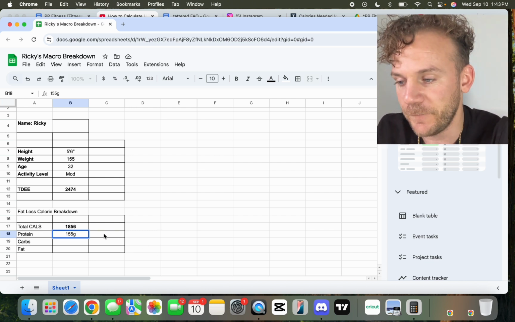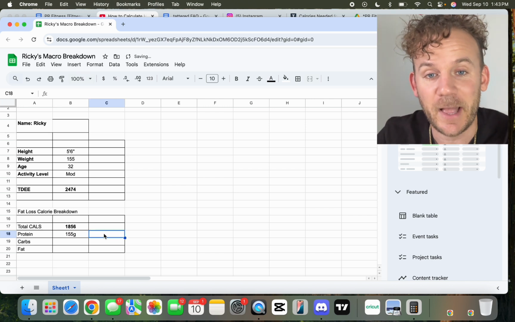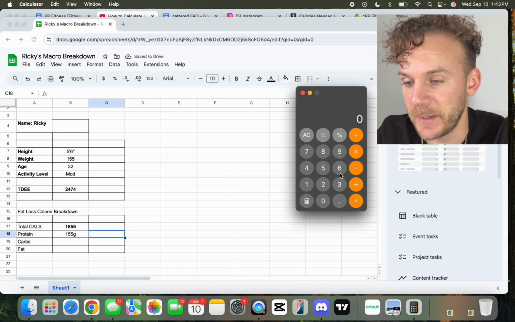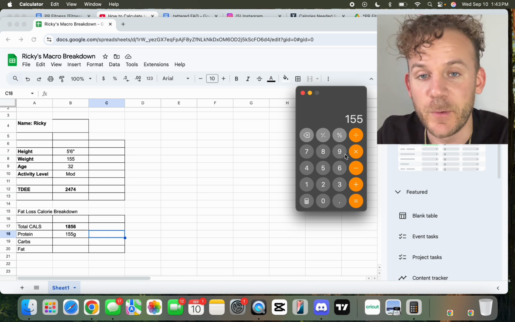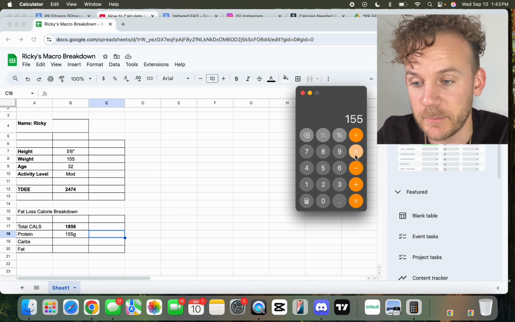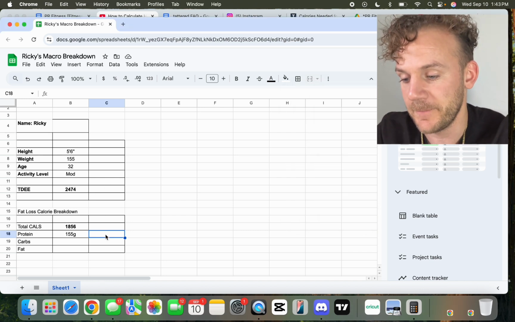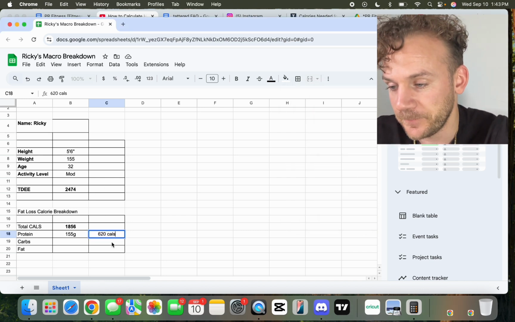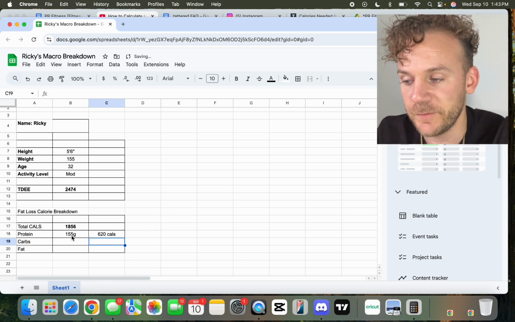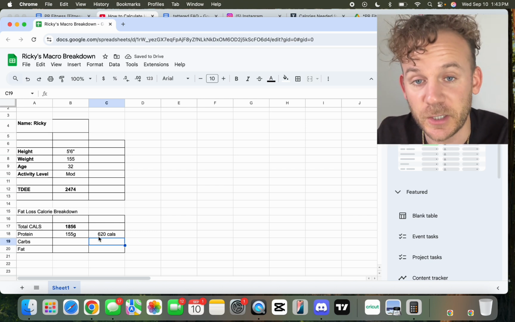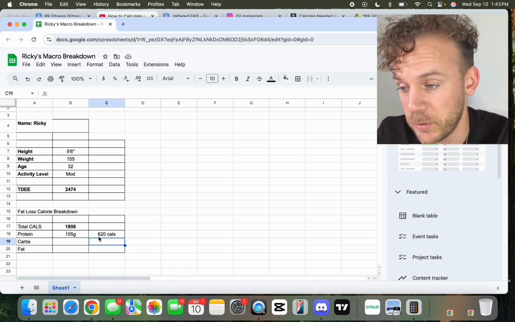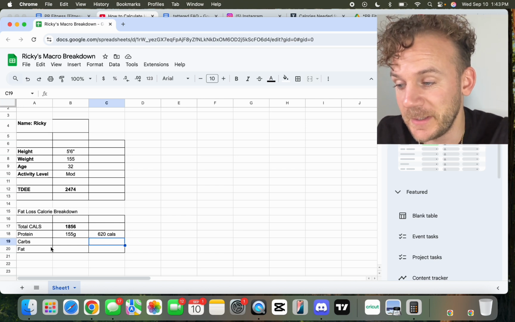Okay, so 155 grams. Now we need to solve how many calories that is. So I explained in the previous video. It's very simple. 155 grams of protein, and we know that there's 4 calories per 1 gram of protein. So we just simply times that number by 4, and that gives us 620. Okay, 620 calories. So of the 1,856 calories I'm eating in a day, 620 calories of that is coming through protein.